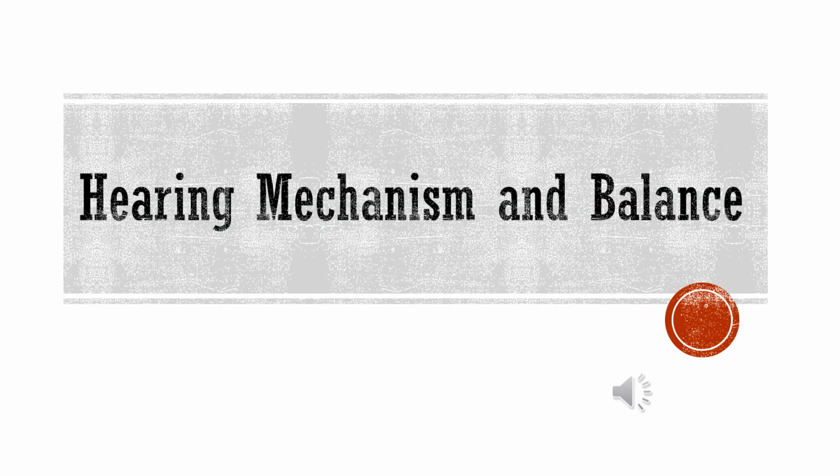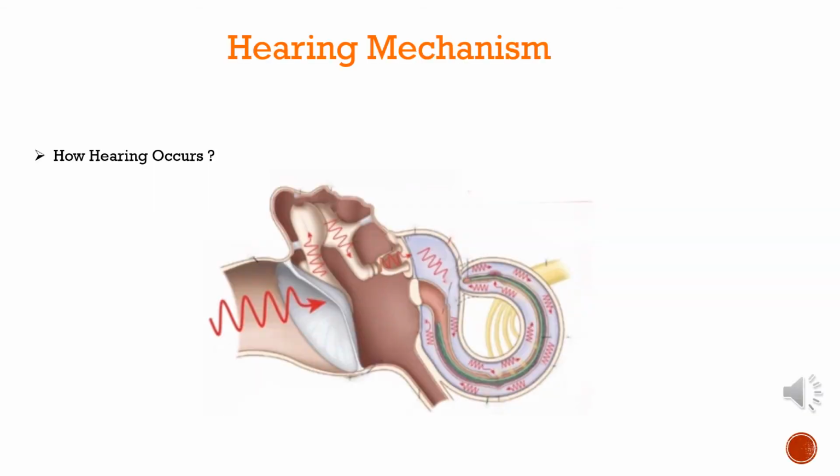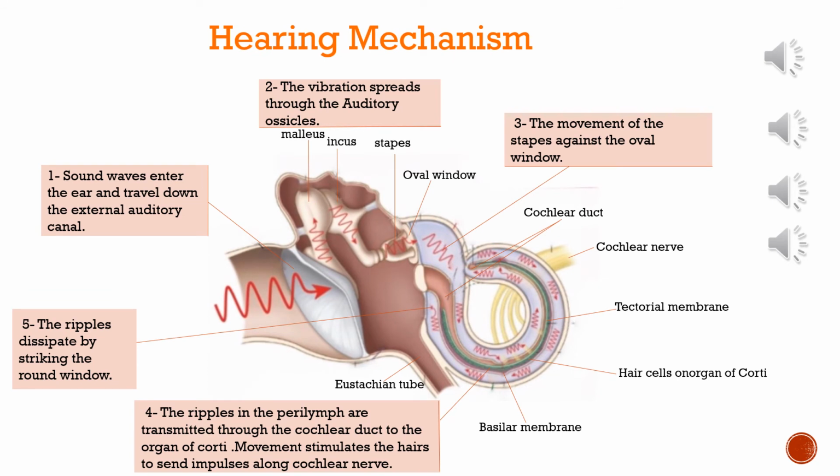Now I will talk about the hearing mechanism and balance. So how does hearing occur? Hearing occurs when sound creates vibrations in the ear known as sound waves. So let's get started with the hearing mechanism. First, sound waves enter the ear and travel to the external auditory canal. Here the waves strike the tympanic membrane, causing it to vibrate.